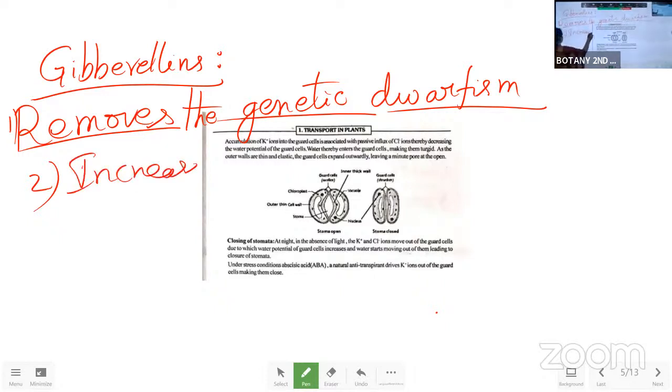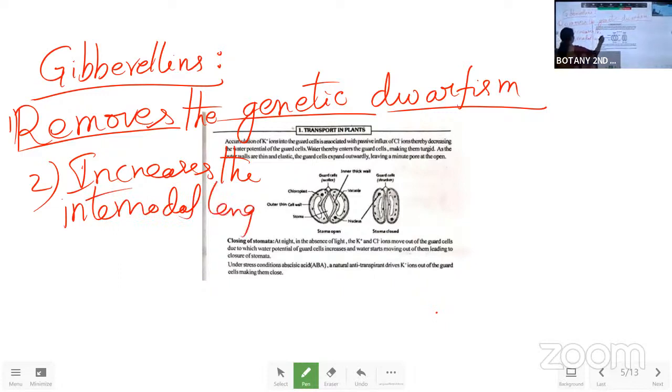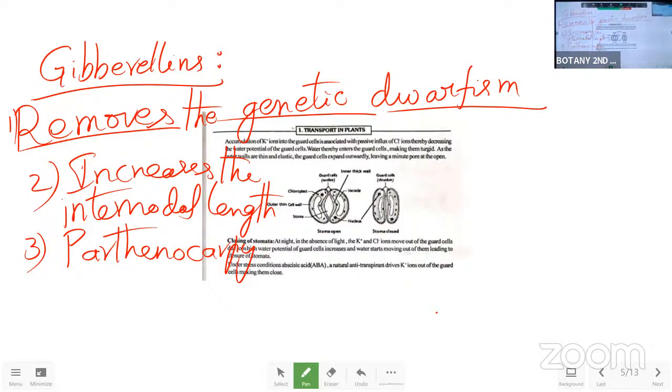Increases the internodal length, so that the plant gets a good height. Okay. And the third one, it enhances the parthenocarpy. It enhances the parthenocarpy in tomatoes and in Solanaceae family members. That is, seedless fruits are going to be formed by the application of the gibberellins in some plants. Example, tomatoes and the grapes.